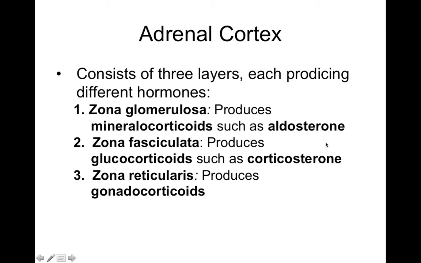Because if your sodium levels are low, your adrenal cortex can release aldosterone, which causes your kidneys to hold on to sodium so you don't lose it in urine. Or if your blood potassium levels are high, aldosterone can allow your kidneys to secrete that potassium and eliminate it from your body.